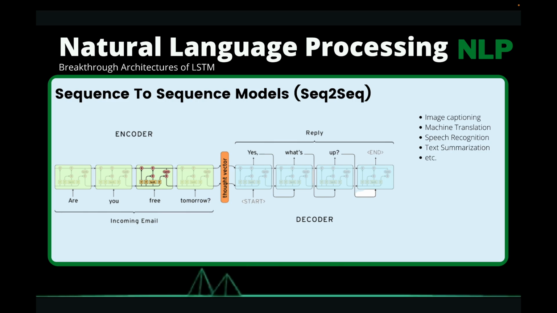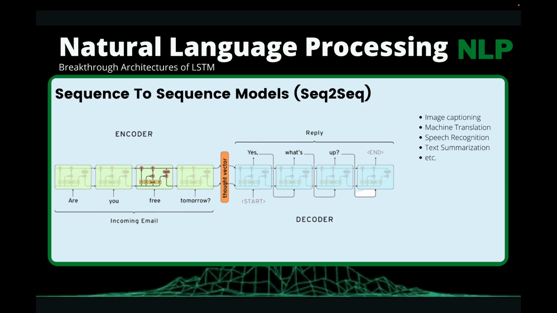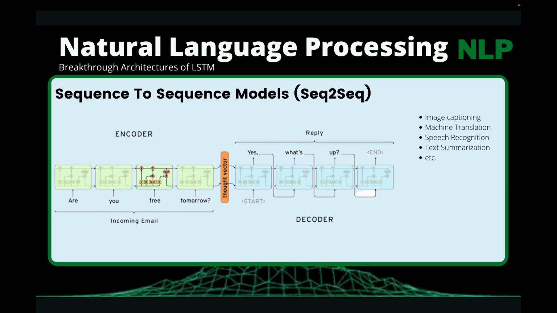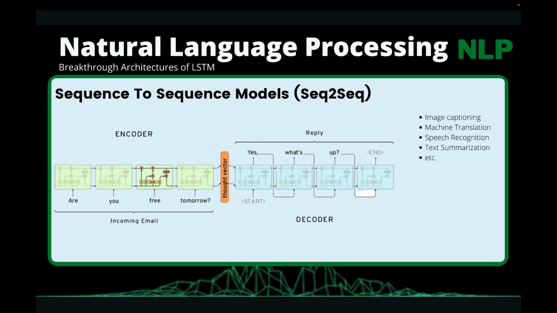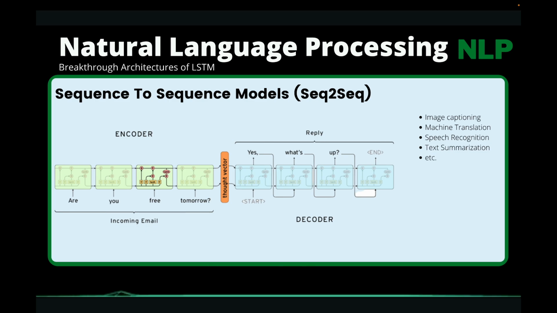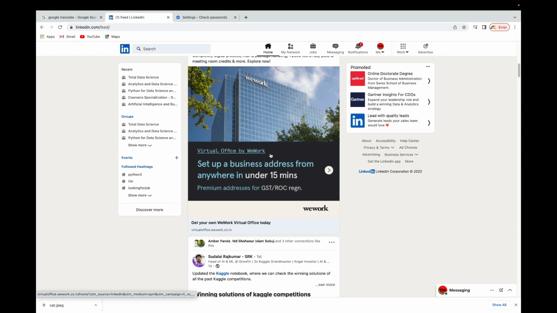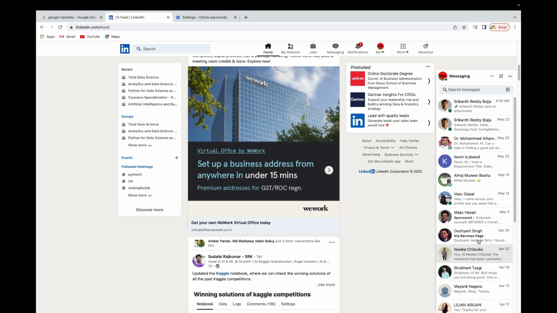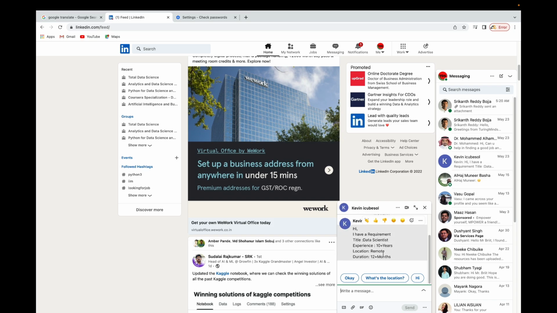If you go to LinkedIn and try to reply to someone who has sent you a message, let me show you an example. So here is LinkedIn. I'm just going to open a random message here. You see there's a suggestion over here. As soon as you open the message, it's trying to give you a suggestion of what to say next.